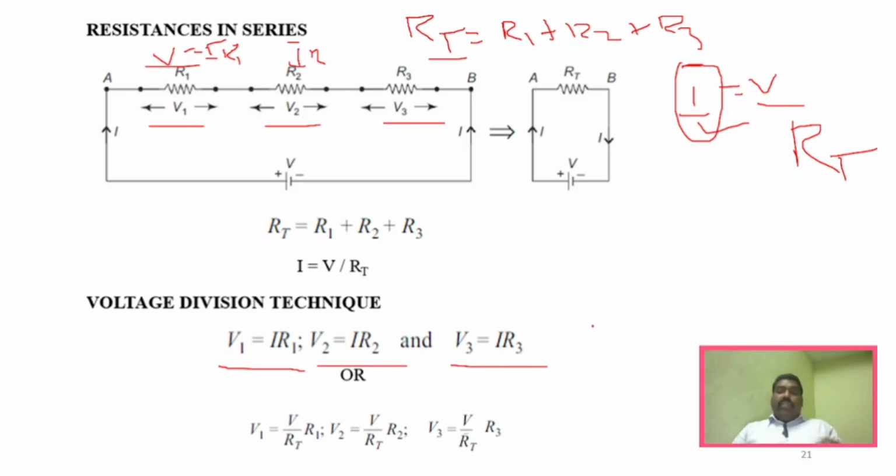And all these are very basic results from Ohm's law, V is equal to IR. So this formula is very, very important. And we can also write it this way: for this current, I will write V by RT. The same thing I can replace here. So this is resistance in series and the voltage division rule.